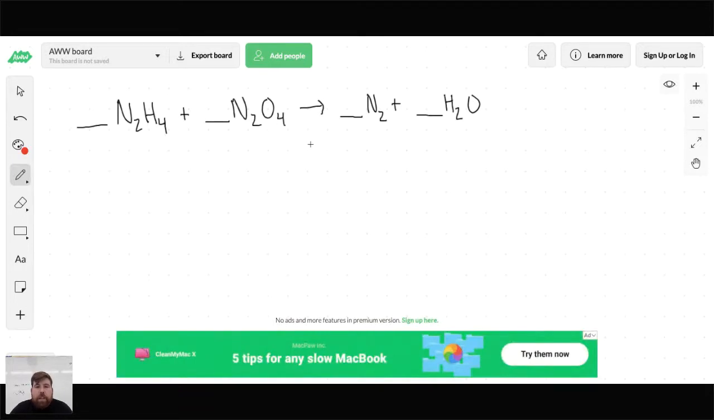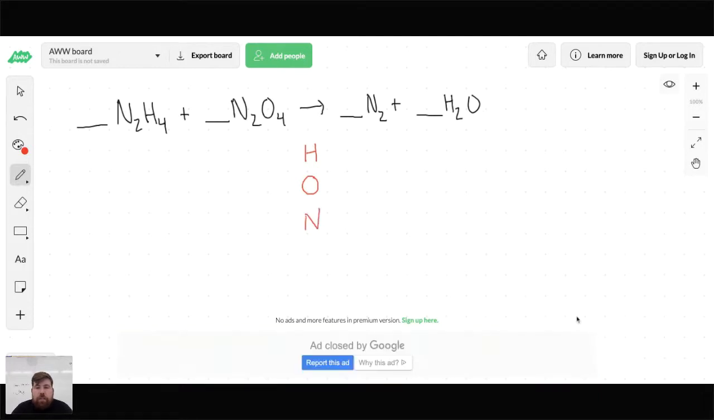And it looks to me that hydrogen and oxygen both appear twice, once on the left and once on the right. And then nitrogen appears 3 times. It actually appears twice on the left and once on the right. So I'm going to balance nitrogen last. So let's go through this. If you look on the left side, N2H4 has 4 hydrogens.